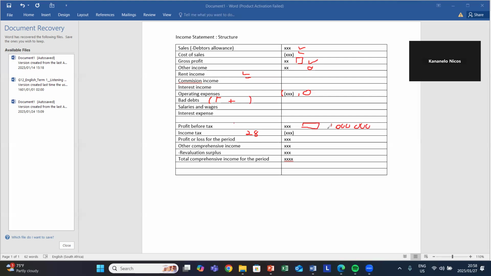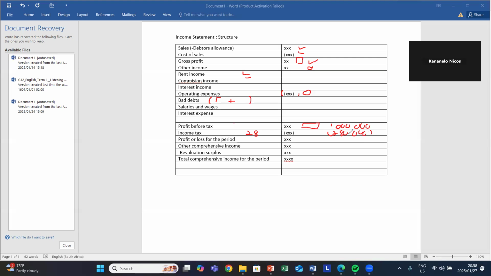Therefore, for you to be able to calculate your income tax, you'll use your profit before tax. You will say 1 million rand multiplied by 28%, which gives you 280,000 rand. That 280,000 rand will represent your income tax. So income tax, you'll have to record it in brackets.